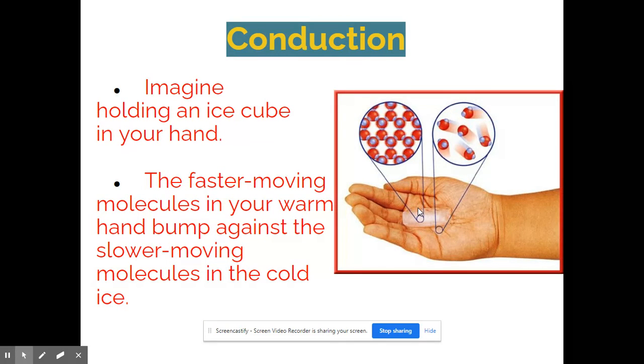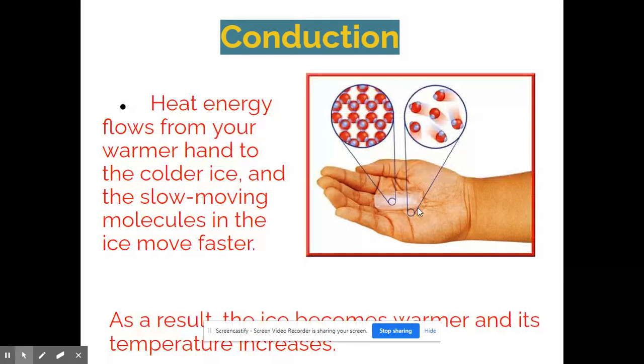So imagine holding an ice cube in your hand. The faster moving molecules in your warm hand bump against the slower moving molecules in the cold ice. The heat energy flows from your warmer hand to the colder ice, and the slow moving molecules in the ice become faster, and this will cause the ice to melt. The molecules are closer together and slow moving, but when the ice starts to heat up from the thermal energy in your hand, those molecules start to spread out and become much faster moving.